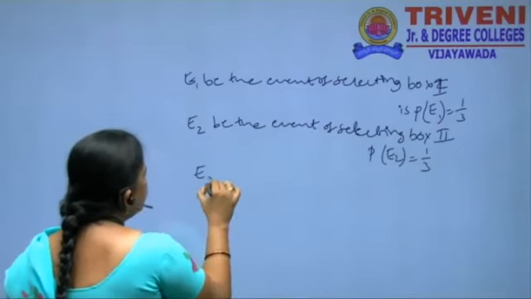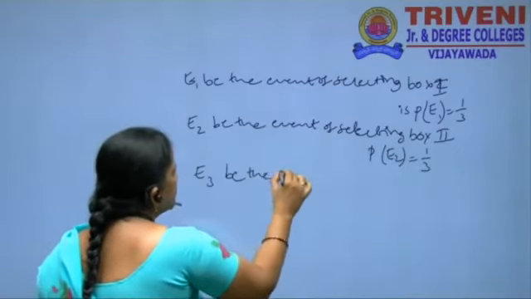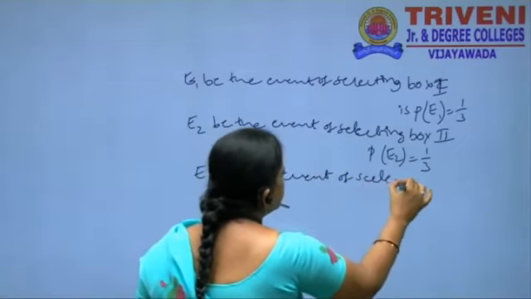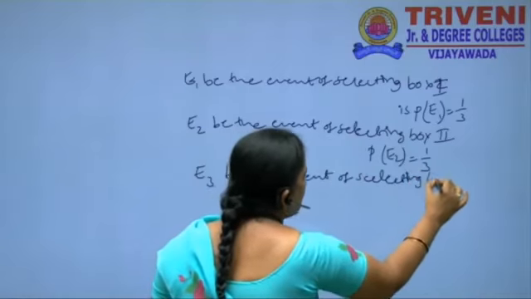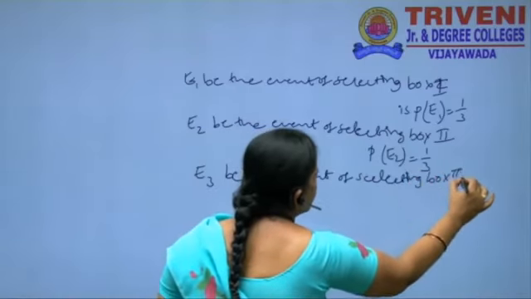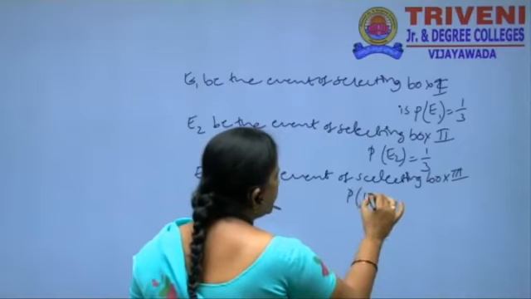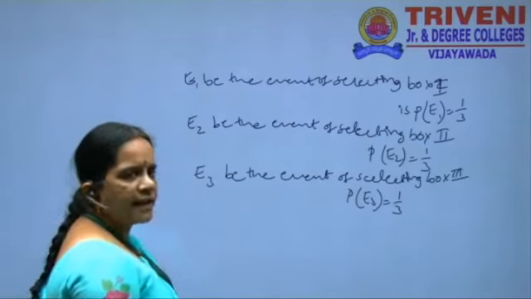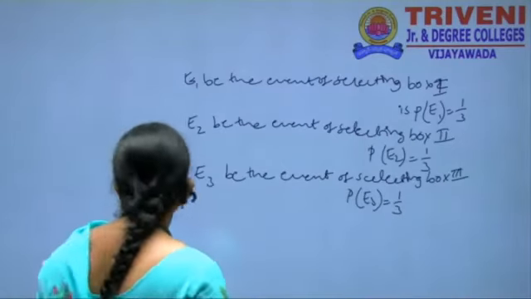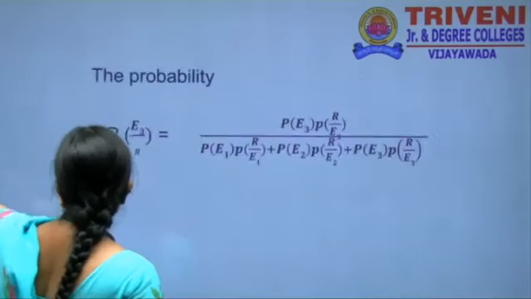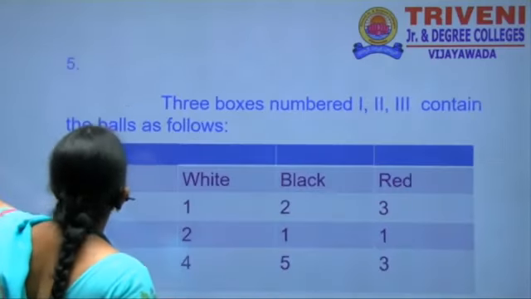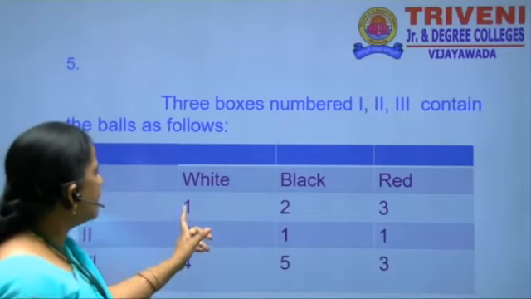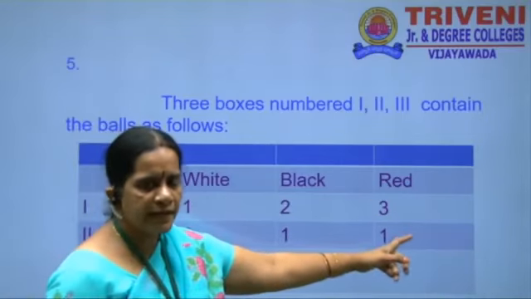And E3 be the event of selecting box 3. P of E3 is equal to 1 by 3. Then we have to select that the ball is red. In box 1, how many balls are there? 1 plus 2, 3. 3 plus 3, 6.